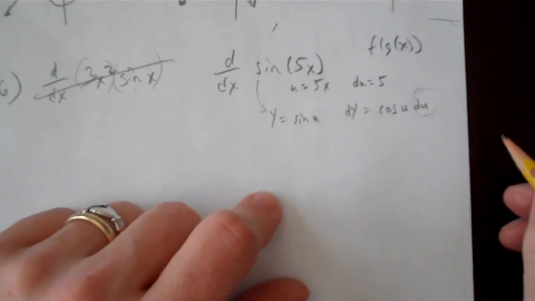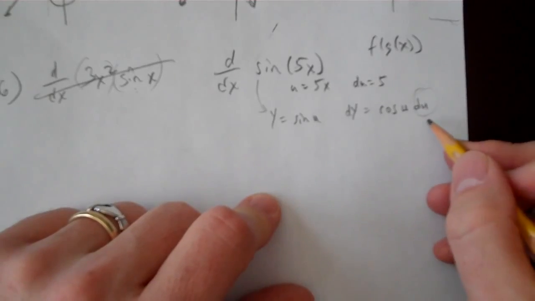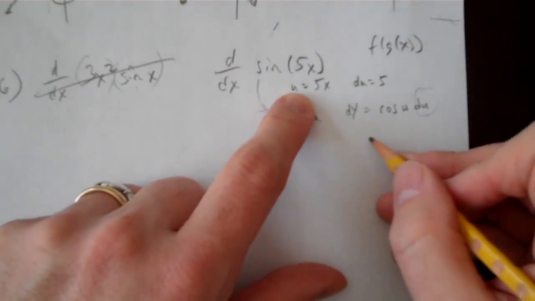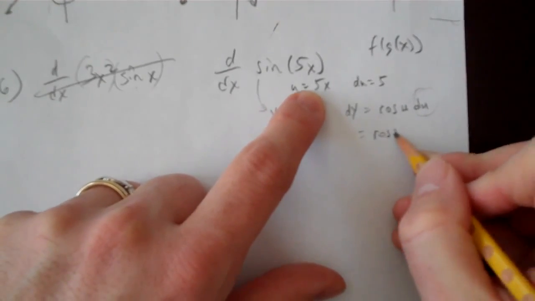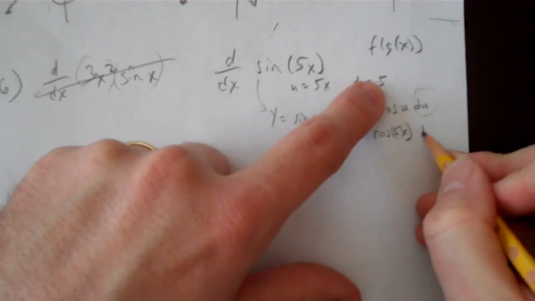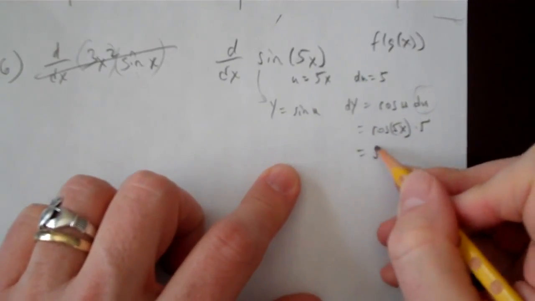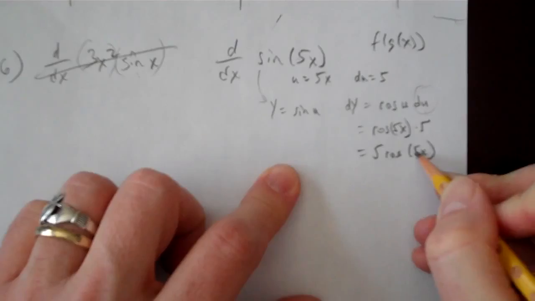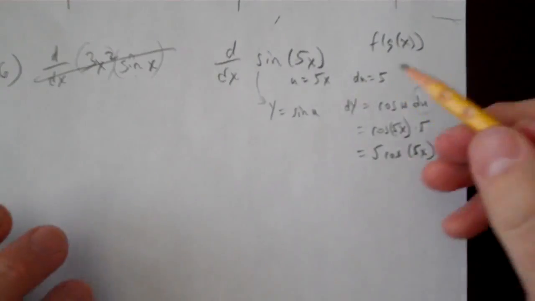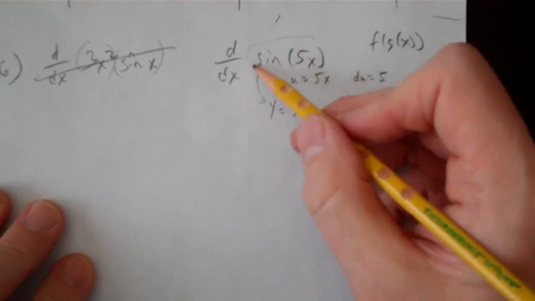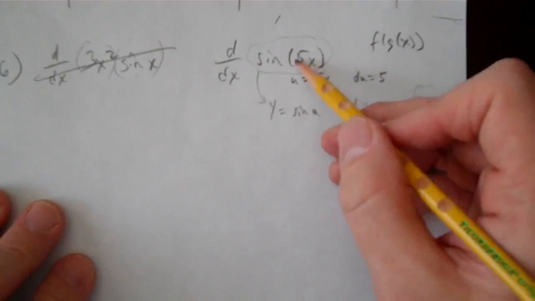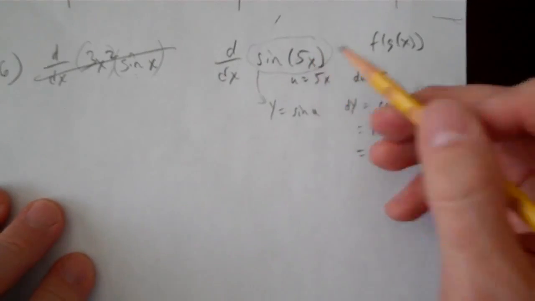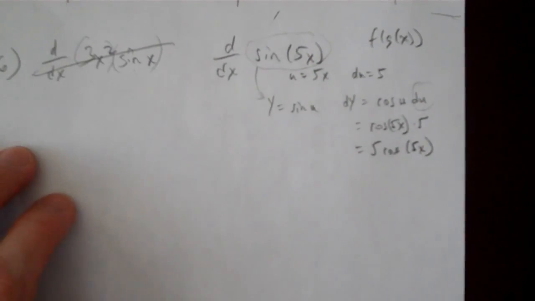Do not forget that. And then you can plug in what you know. There's my u value, cosine of 5x, and it's times 5. I can now rewrite this as 5 cosine 5x. You do these enough, you might feel like you don't even need use substitution. You see this and you say, oh, okay, well, it's cosine of that thing times the derivative of that thing. That is actually true. If you're good like that, go with it.